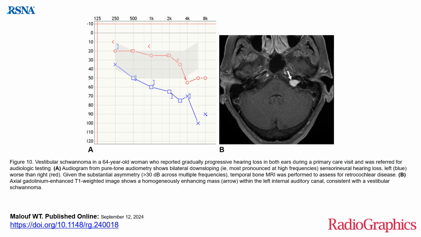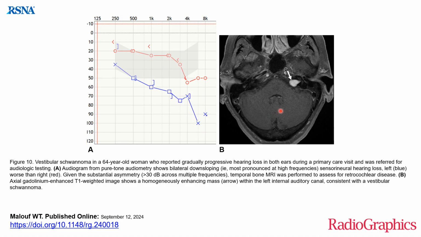This is a case of a 64-year-old female who presented with gradually progressive hearing loss in both ears. On audiogram, we can see bilateral downsloping sensorineural type of hearing loss, most pronounced at the higher frequencies and worse on the left side, marked in blue.